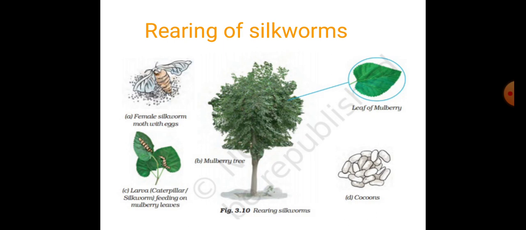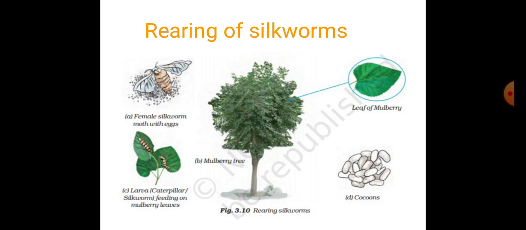Rearing of silkworms means to look after the silkworms by providing them proper food, shelter, and of course health care. In a silk farm, female silk moths are kept in separate lined bags which are carefully disinfected. Each female silk moth lays 200 to 500 eggs at a time.